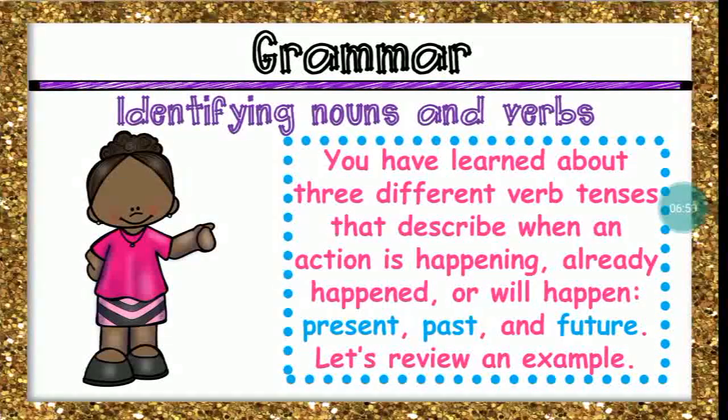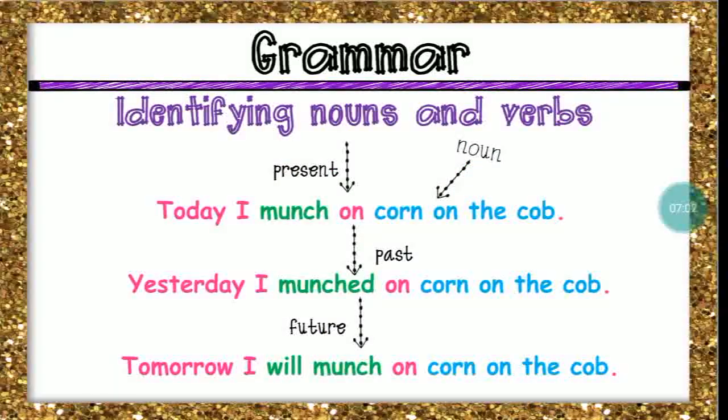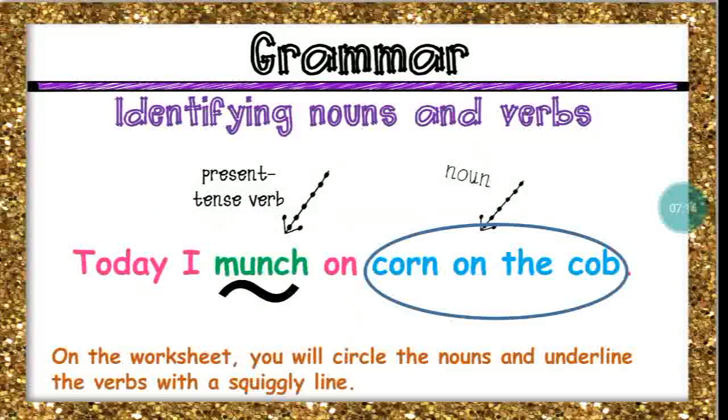Now, you've learned about three different verb tenses that describe when an action is happening, already happened, or will happen. That's present, past, and future. So let's review an example. Today, I munch on corn on the cob. What is the noun? Corn. And what's the verb? The verb is munch.